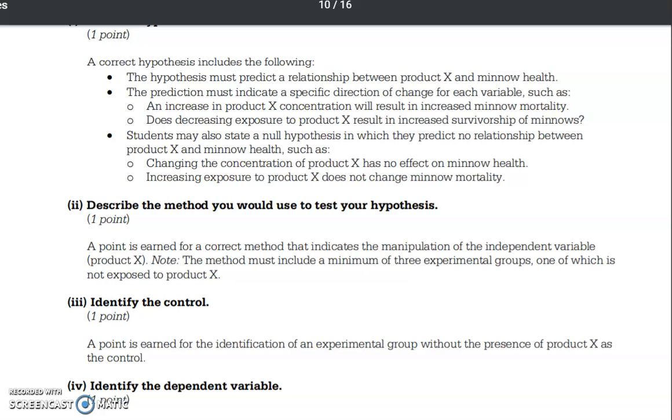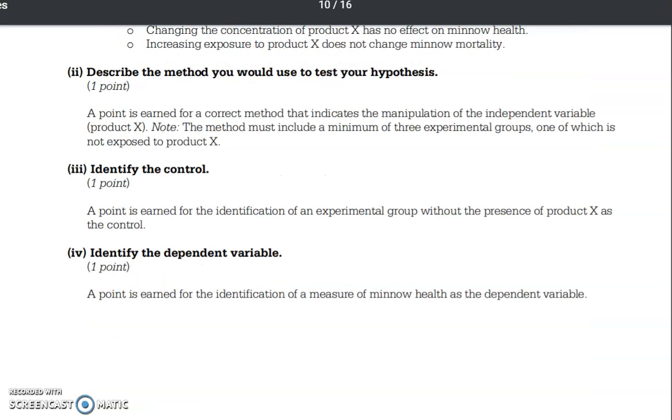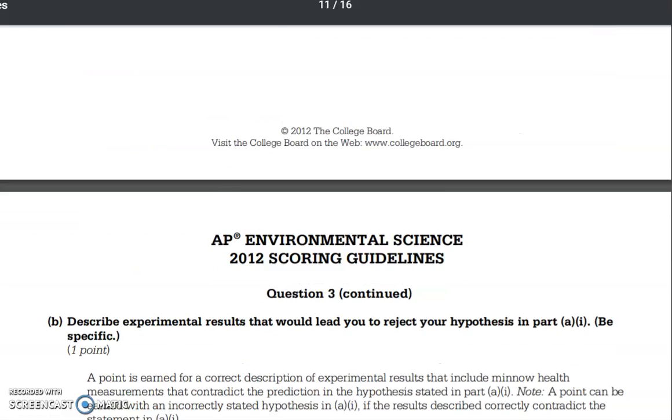Identify the control. So your control is whatever group you didn't do anything to, without the presence of product X. What is your dependent variable? So how are you going to measure minnow health as a dependent variable? Are you looking at how many die? Are you looking at something else that you're noticing about these minnows? Their respiration rate, their reproduction rate, something along those lines. Mortality is a pretty easy one to look at in terms of pesticides.